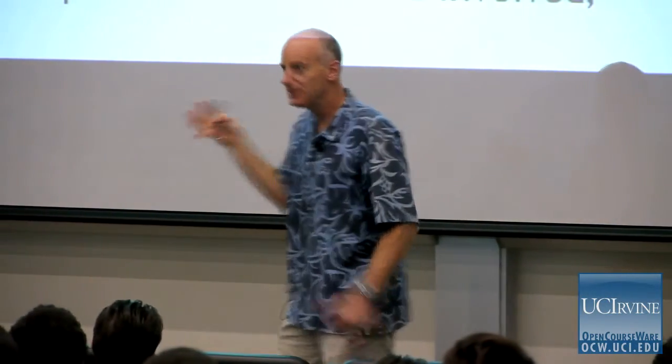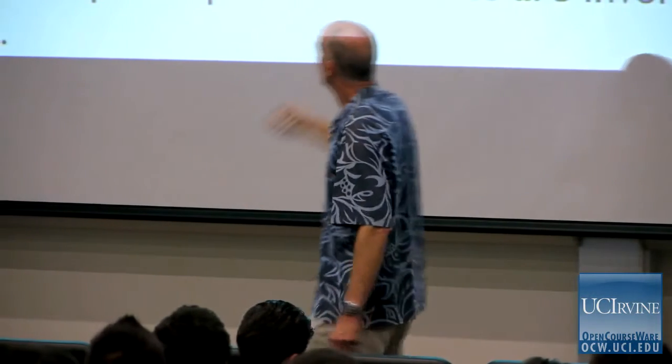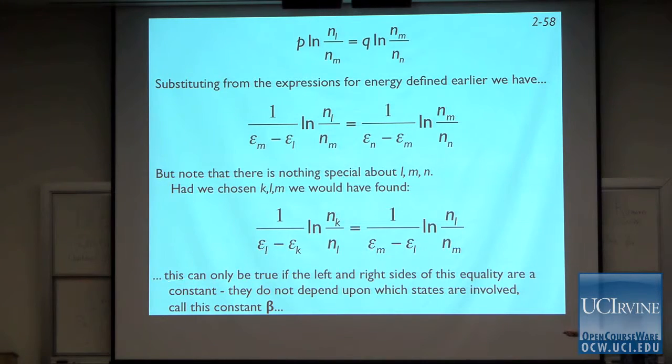I could have chosen any three states and done this manipulation. Okay? And so it turns out to be the case that these two things can only be equal to one another. If I permute these states, right? If I could have used A, B, and C, or X, Y, and Z, and gotten the same result, that implies that this has to be a constant.